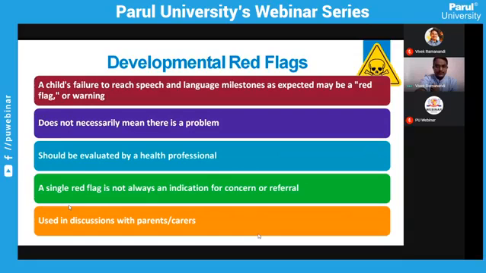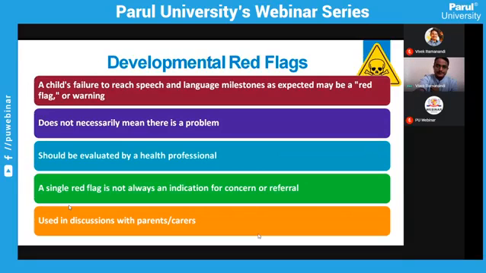But if the child does not attain the milestone at that age, then there is not necessarily always a problem. So we have to refer and get the child evaluated by the health professional. A single red flag is not always an indication for concern or referral. So whenever we start to doubt that there is a red flag which can affect the child's development and it has to be intervened, then we have to discuss the condition with the parents or carers of the child and then further refer and evaluate the child.